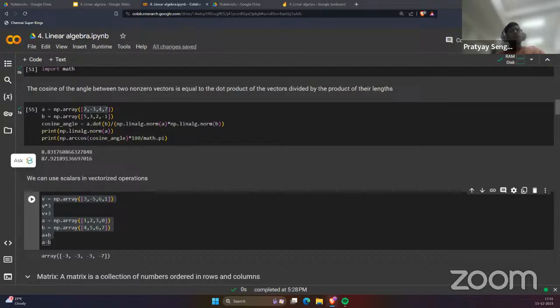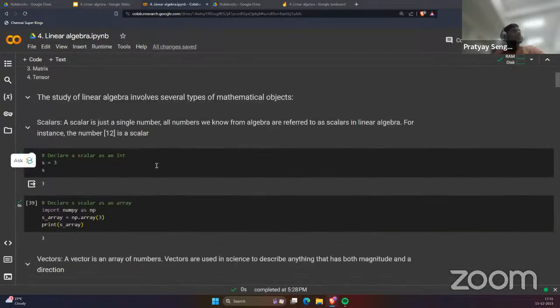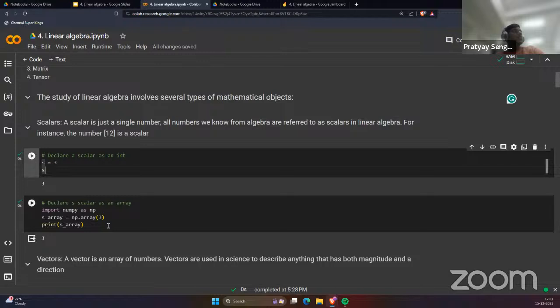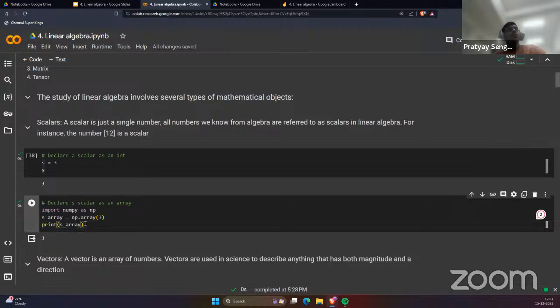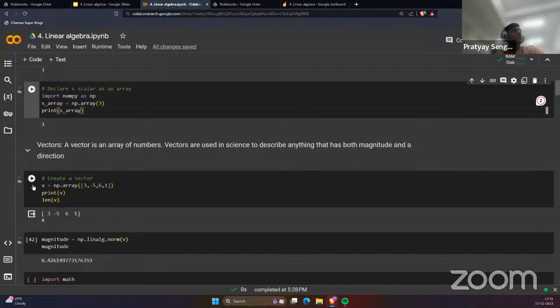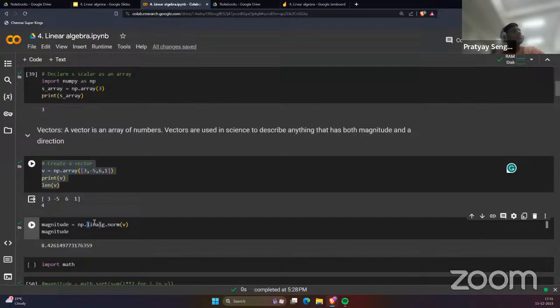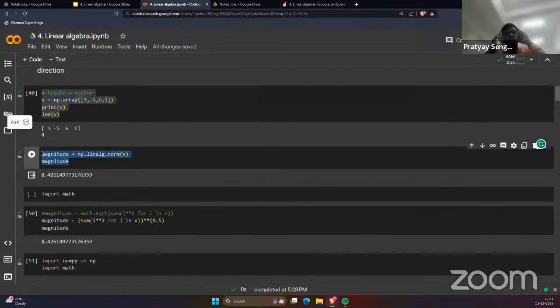Okay, before moving into matrices, I will just recall what we have seen with scalars and vectors. Scalars are like an integer. You can introduce a scalar as a numpy array for multiple functions that come with numpy. You can declare that as a scalar. Coming to vector, a vector has a direction and a magnitude. Direction is identified by the angle, and the magnitude you can calculate using your numpy linear algebra module.